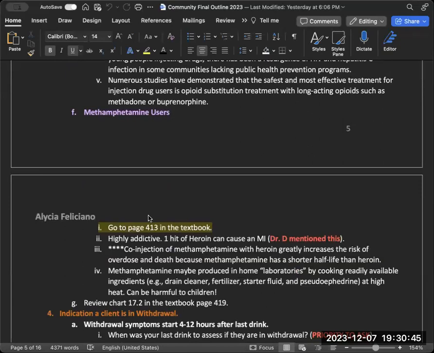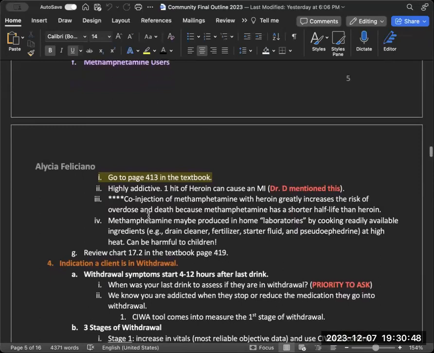methamphetamine users. We can go to page 413 in the textbook. She said specifically in class that this is highly addictive, and one hit of heroin in conjunction with what they call meth can cause a myocardial infarction. Okay, so we have to be very, very careful. So I saw in the textbook that it said co-injection of methamphetamine and heroin greatly increases the risk of overdose and death. Also that meth can be made in labs, so you can make it at home.